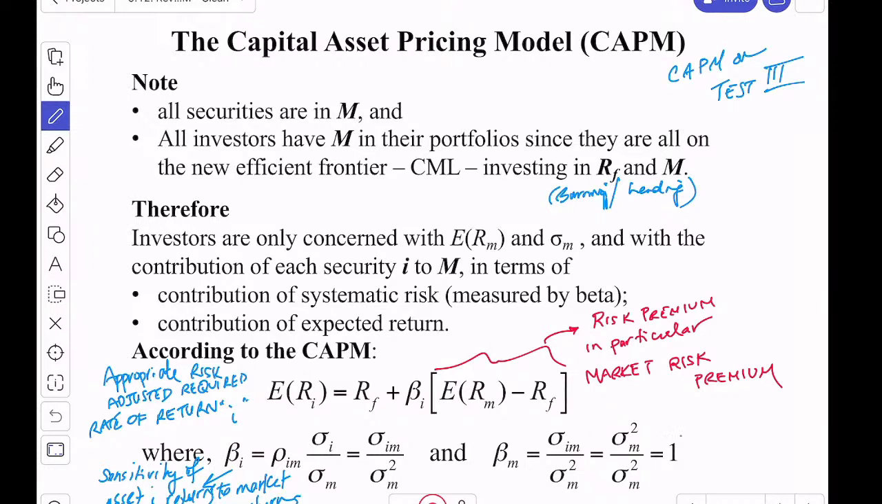So this is 1 because this just means sensitivity of market returns to market returns. So that's just going to be 1 for 1. And you can verify making calculations.